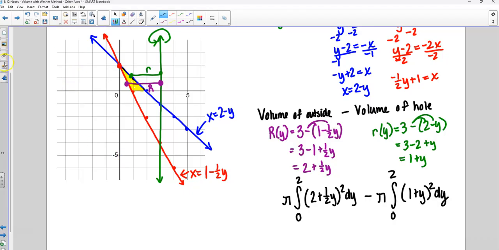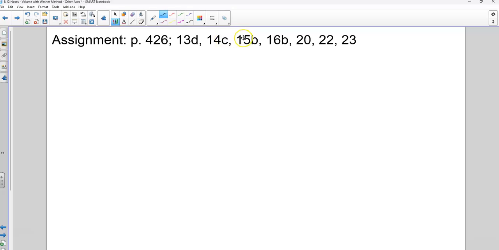All right, so assignment. You've got 1, 2, 3, 4, 5, 6. Let's see. I will let you skip 2 on this. So any 2 you would like, and you can use the calculator on all of them. Okay, so you may use the calculator on all of them.